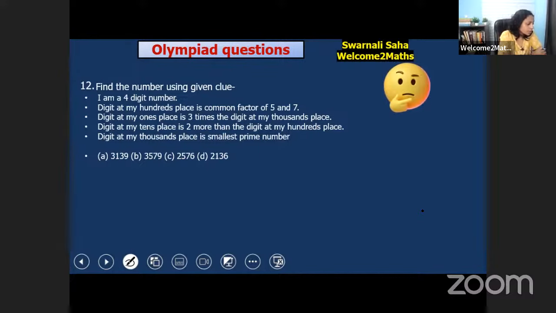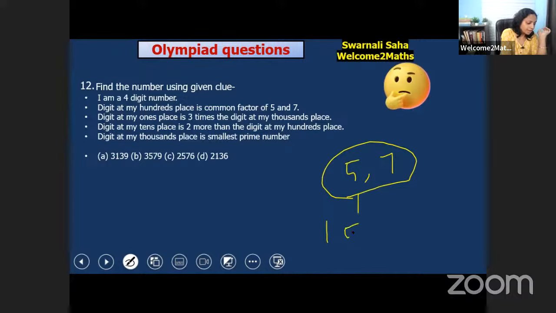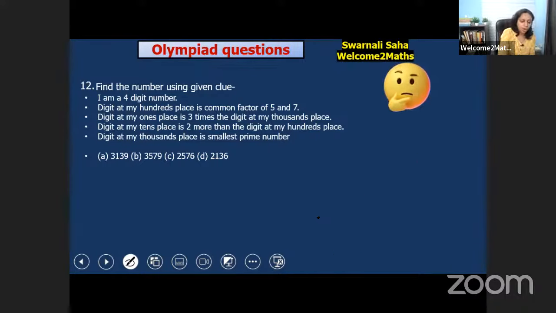First clue is I am a 4-digit number, and all the numbers here are 4-digit numbers. A, B, C, D, all options are 4-digit numbers. Now, the next is digit at my 100 place is common factor of 5 and 7. Do you know about factors and multiples? It's so easy. Common factor means 5 and 7 are prime numbers. So 5 has the factors 1 and 5, and 7 has 1 and 7. That means the common factor would be only 1. So the common factor would be 1.